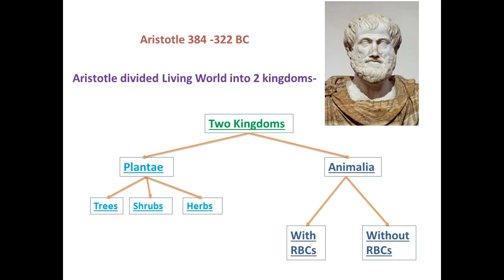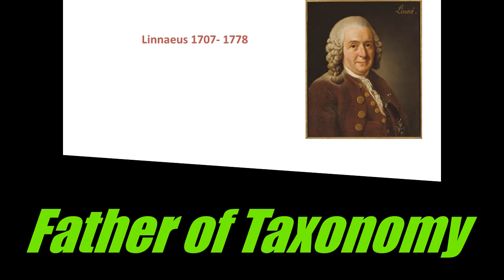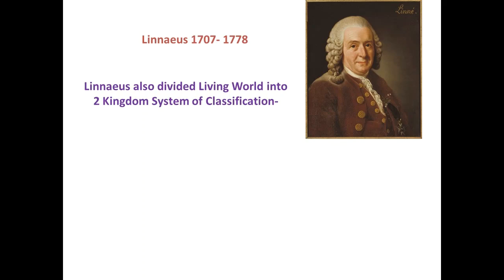And later on, Linnaeus proposed or supported the Aristotle's classification. Just see, the lifespan is again mentioned here, about 1707 to 1778. Linnaeus, who is the father of taxonomy, divided the living world into the two kingdom system of classification. Means Linnaeus supported the Aristotle's classification.